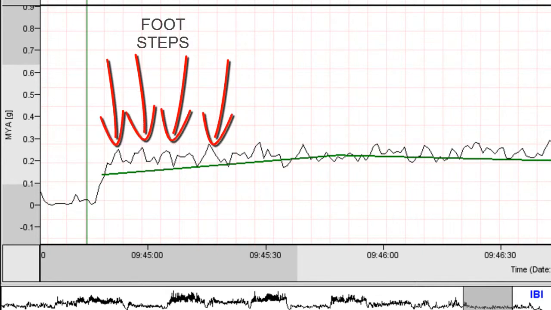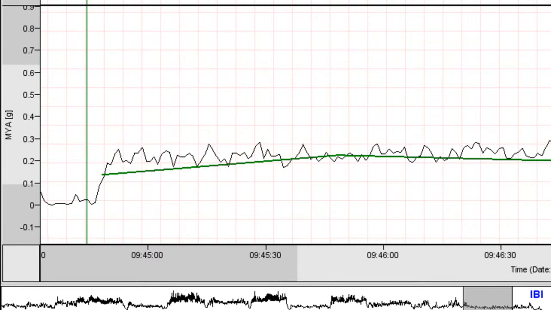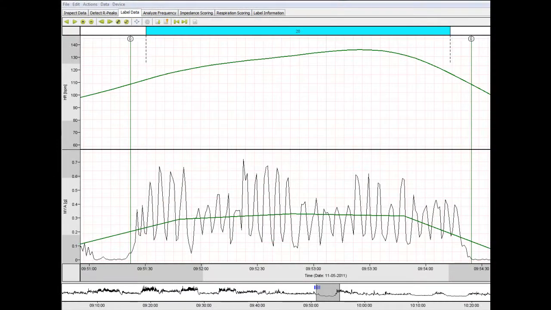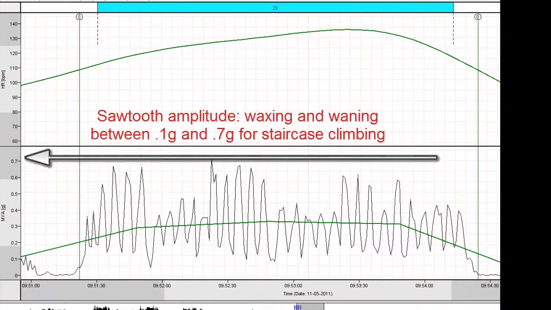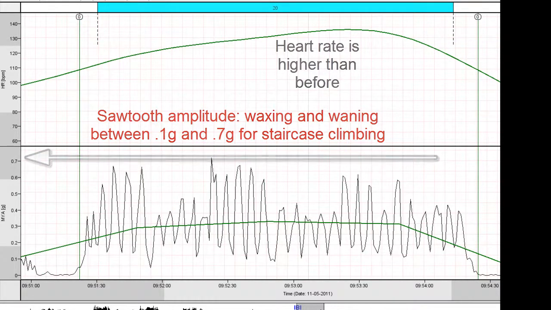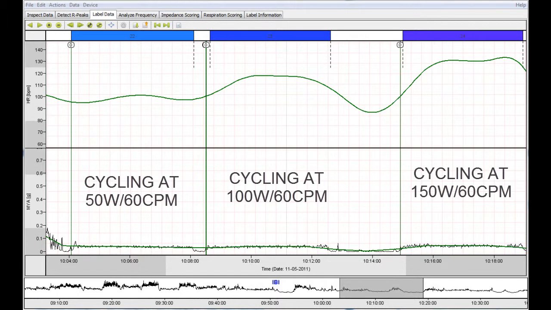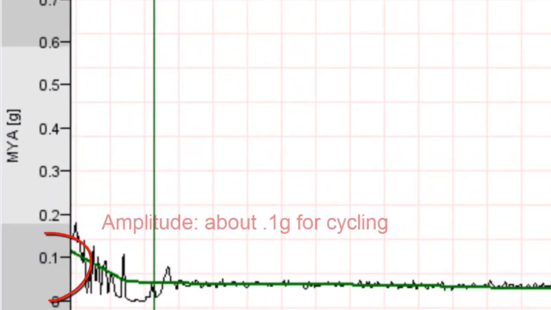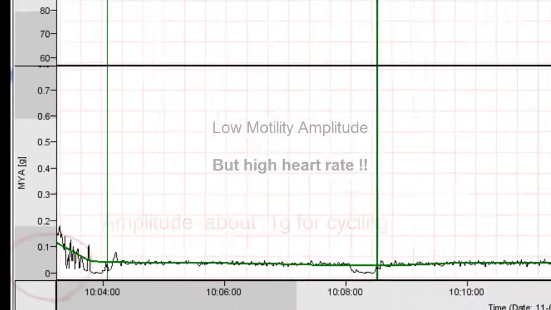During walking, regular placement of the feet creates a sawtooth-like waxing and waning signal, and the amplitude of the sawtooth peaks become larger as intensity increases, like when climbing a staircase or when running. In parallel, there will be an increase in heart rate. Cycling, however, also creates a sawtooth-like pattern with high heart rate, but the sawtooth peaks have smaller amplitudes than expected based on the heart rate, as the impact during cycling is lower than during walking.